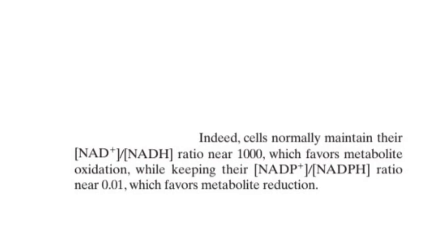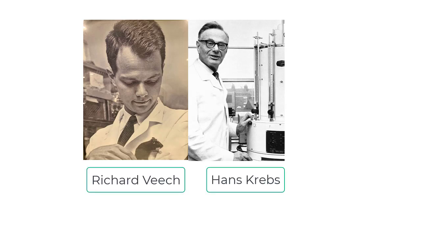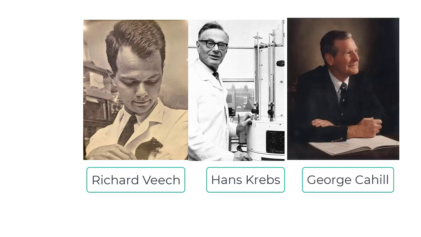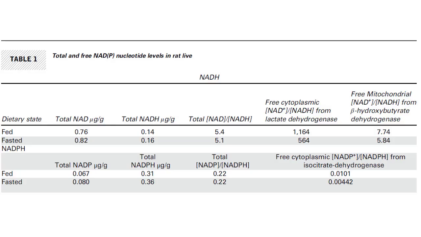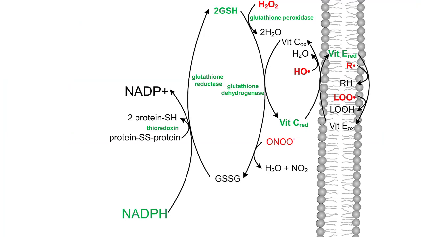The reason we know this is due to Dr. Veitch and Hans Krebs. Dr. Veitch was assigned the task of measuring the ratio of NADP+ to NADPH in the cytoplasm by Krebs in response to a suggestion of George Cahill. Dr. Veitch found that NADPH has the lowest, that is, most negative redox potential of any of the major biomolecules. This positions NADPH to be the ultimate source of all the electrons that are used to reduce antioxidants.